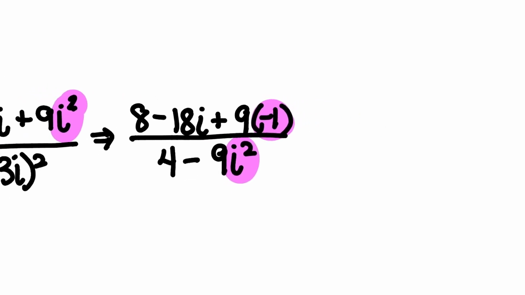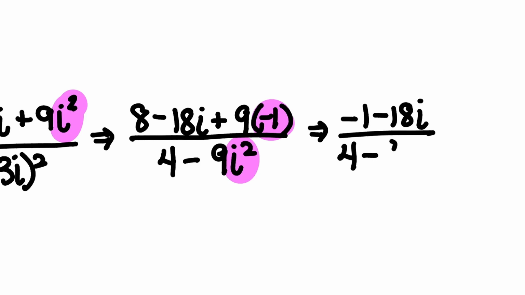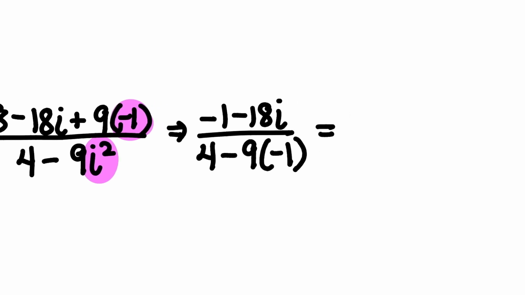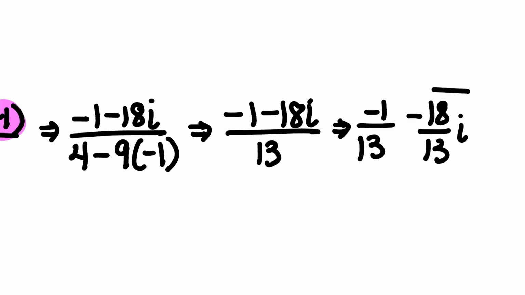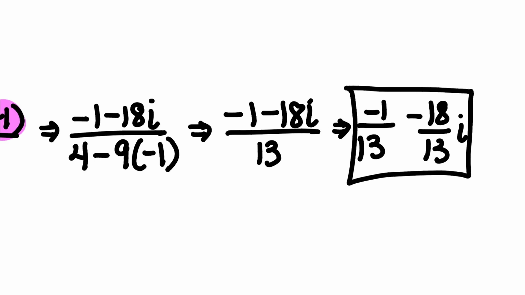So 8 minus 9 is going to be negative 1. Then you have negative 18i. Now we have 4 minus 9 times negative 1. Negative 1 minus 18i over 4 plus 9 is going to be 13. And then to write this in the proper format, we do need to separate our real and our imaginary parts. So this is our final answer.